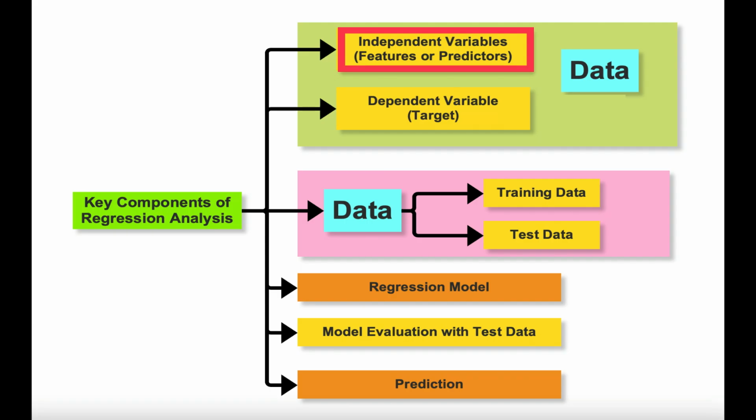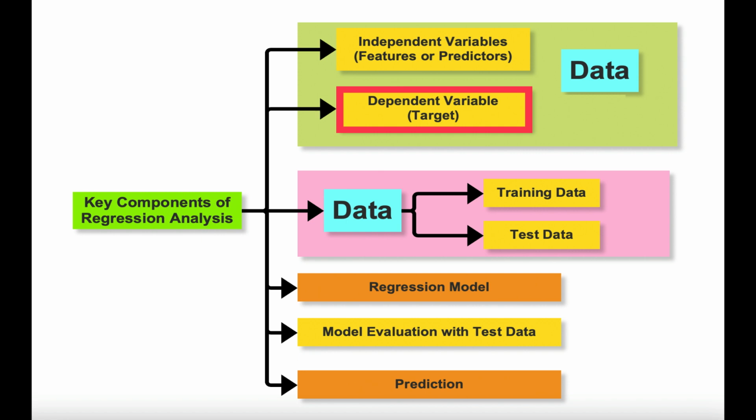Key components of regression analysis include independent variables or features. These are the variables that are used to make predictions about the dependent variable. There can be one or multiple independent variables. Dependent variable or target. This is the variable that we want to predict or explain. It is usually a continuous numerical value.